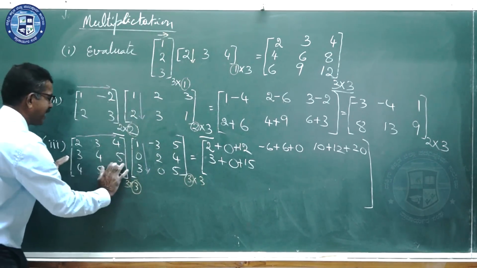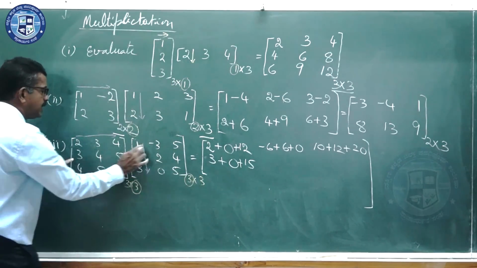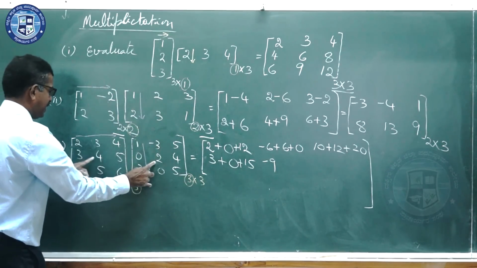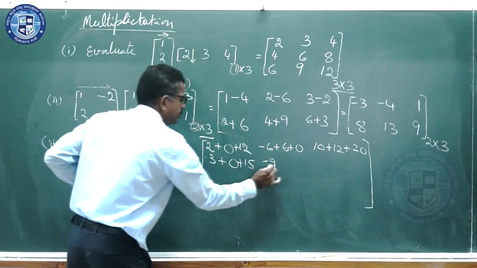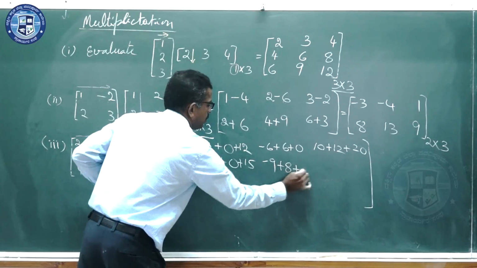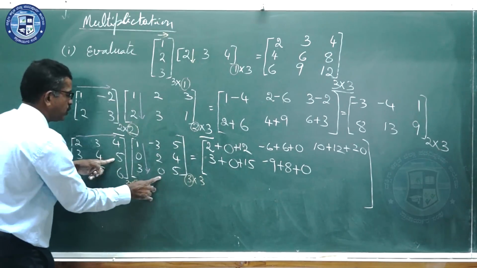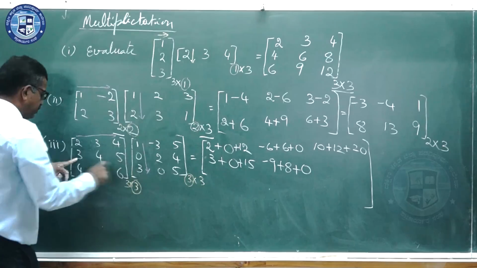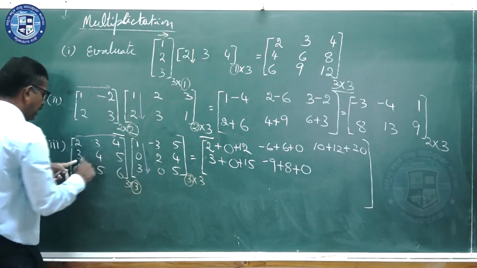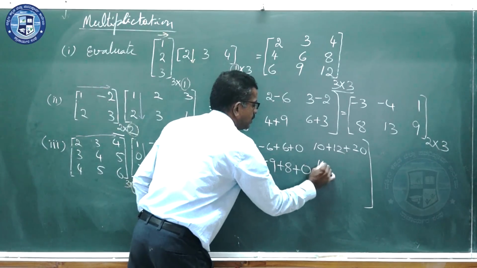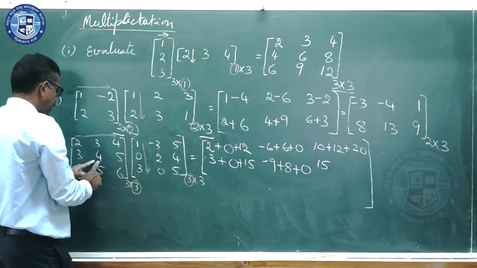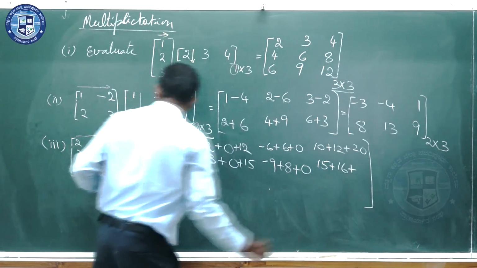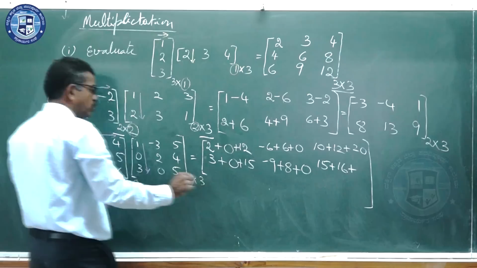Just only focus on second row, second column. Next, it is minus 9. Okay, and then this one, it is 8 plus 0. 0 because here 5 into 0. Next we have a second row with the third column. Second row with the third column. It is 5 3s are 15. Then we have here 4 4s are 16. Next 5 into 0, it is 0.